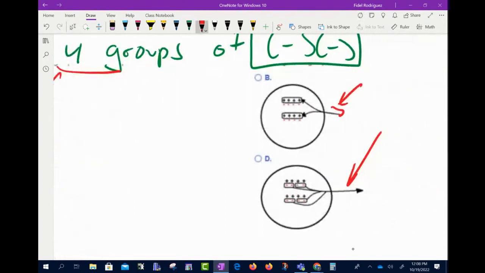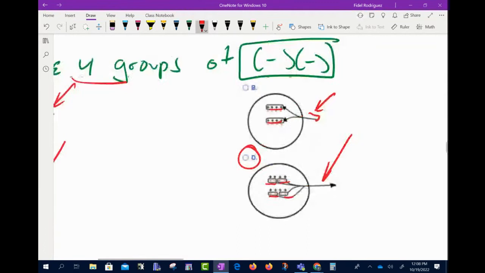When I look at this one here, I have 2 groups, right? Those are 2 groups. And when I look at D, look, I have 1, 2, 3, 4 groups, and they have the double negatives, right? So that's what we're taking out, okay?